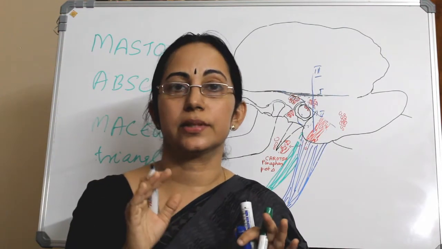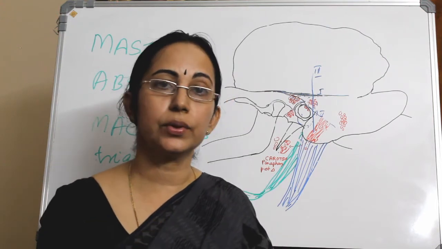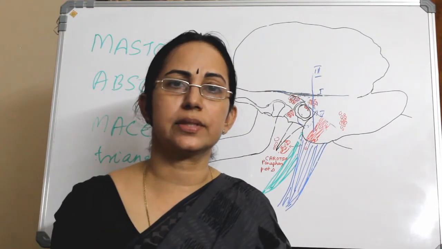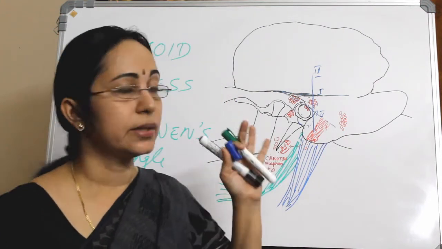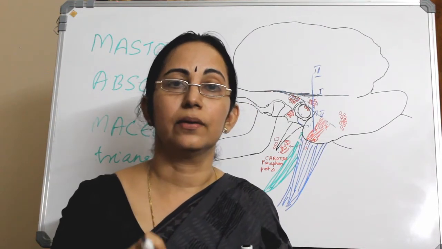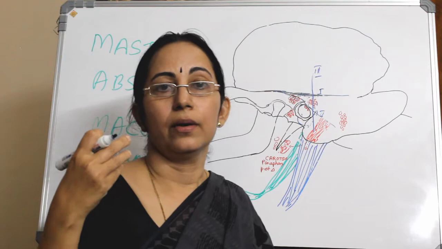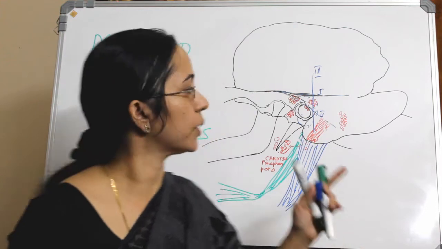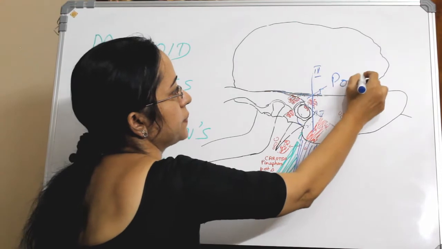So in between forms the McEwen's triangle, which is the surface landmark for the mastoid antrum. You must have noticed that the bone in this McEwen's triangle is cribriform. It's sieve-like, so there are many vascular channels. So infection from the mastoid antrum will pass through these vascular channels and come out, forming a subperiosteal abscess or the postaural abscess. Okay, so infection in this area forms the postaural abscess.